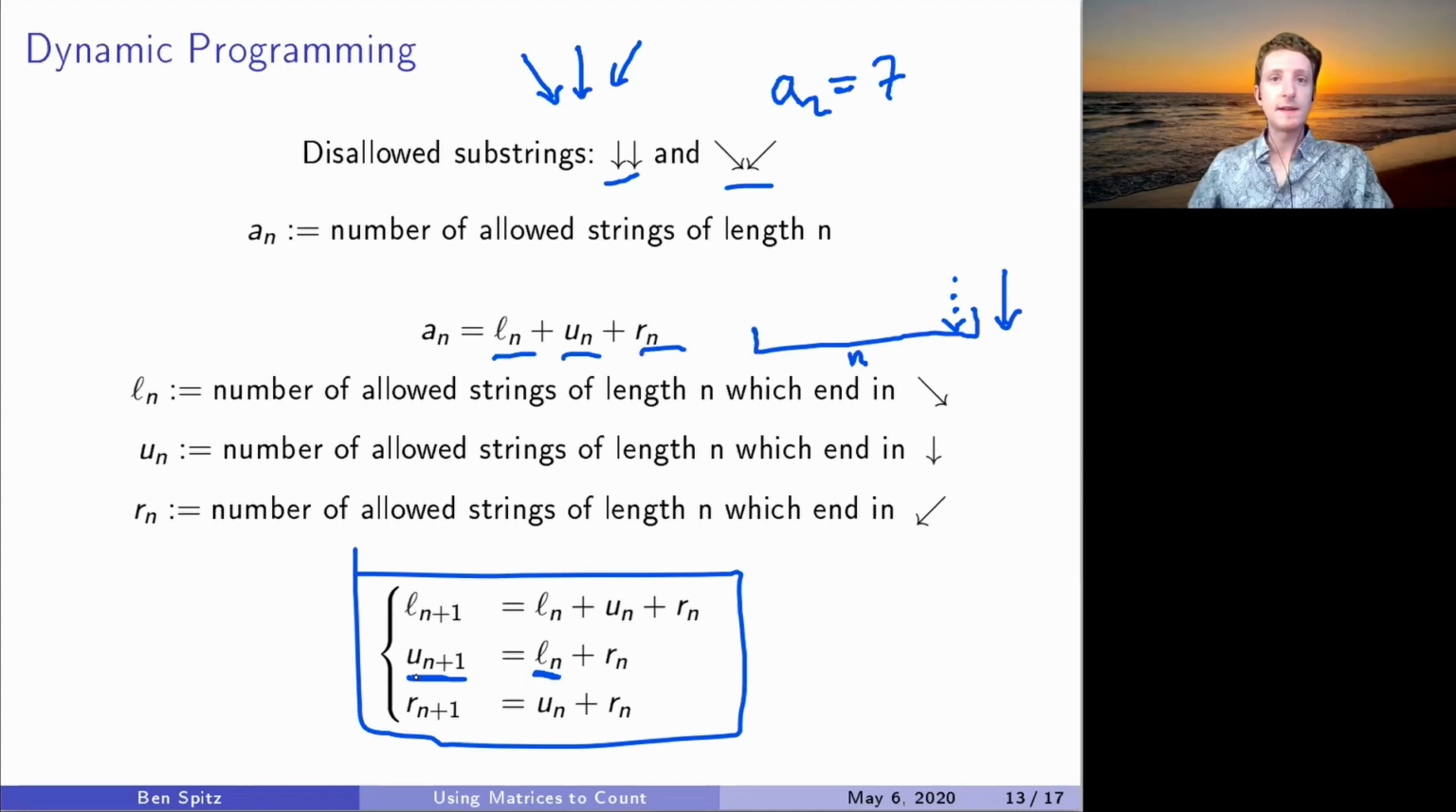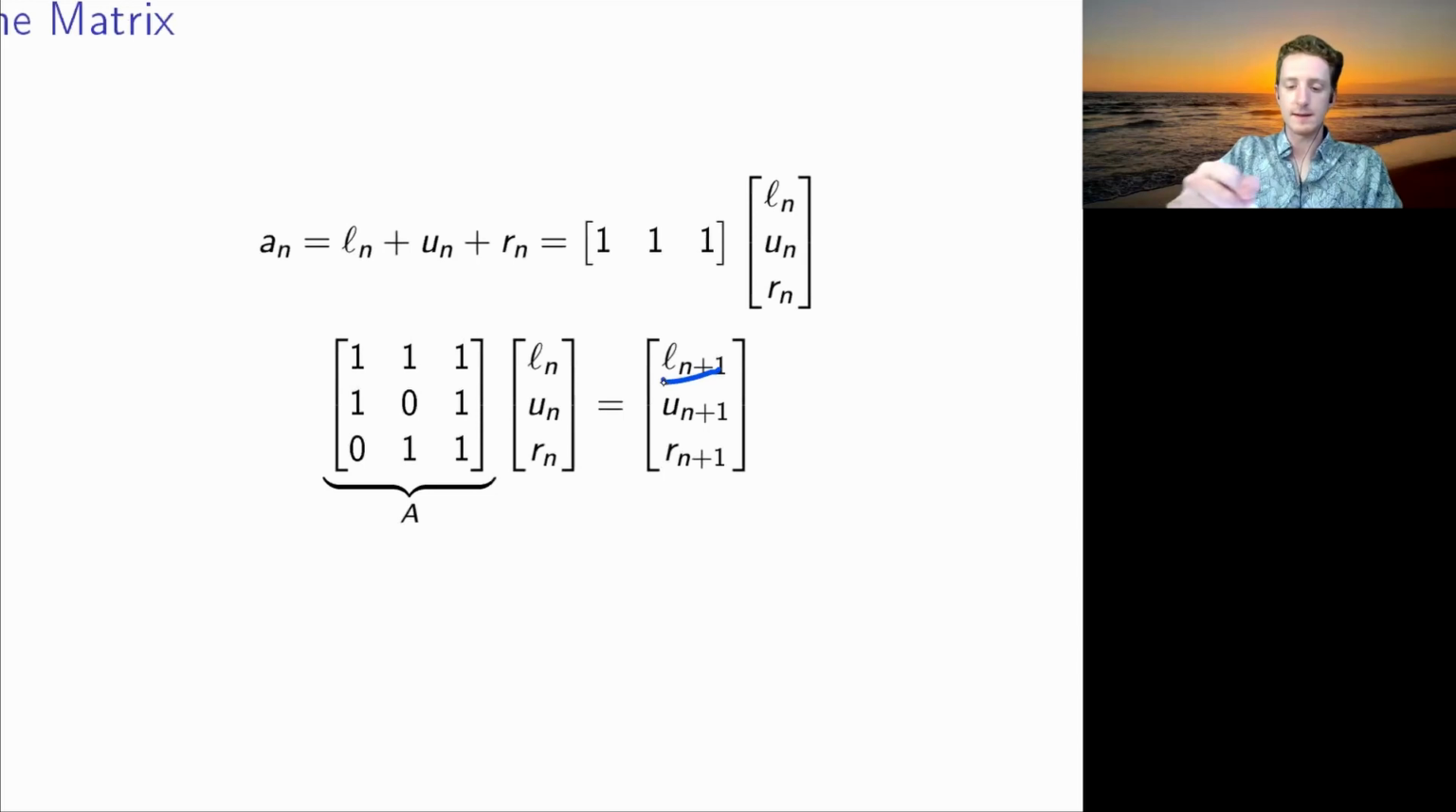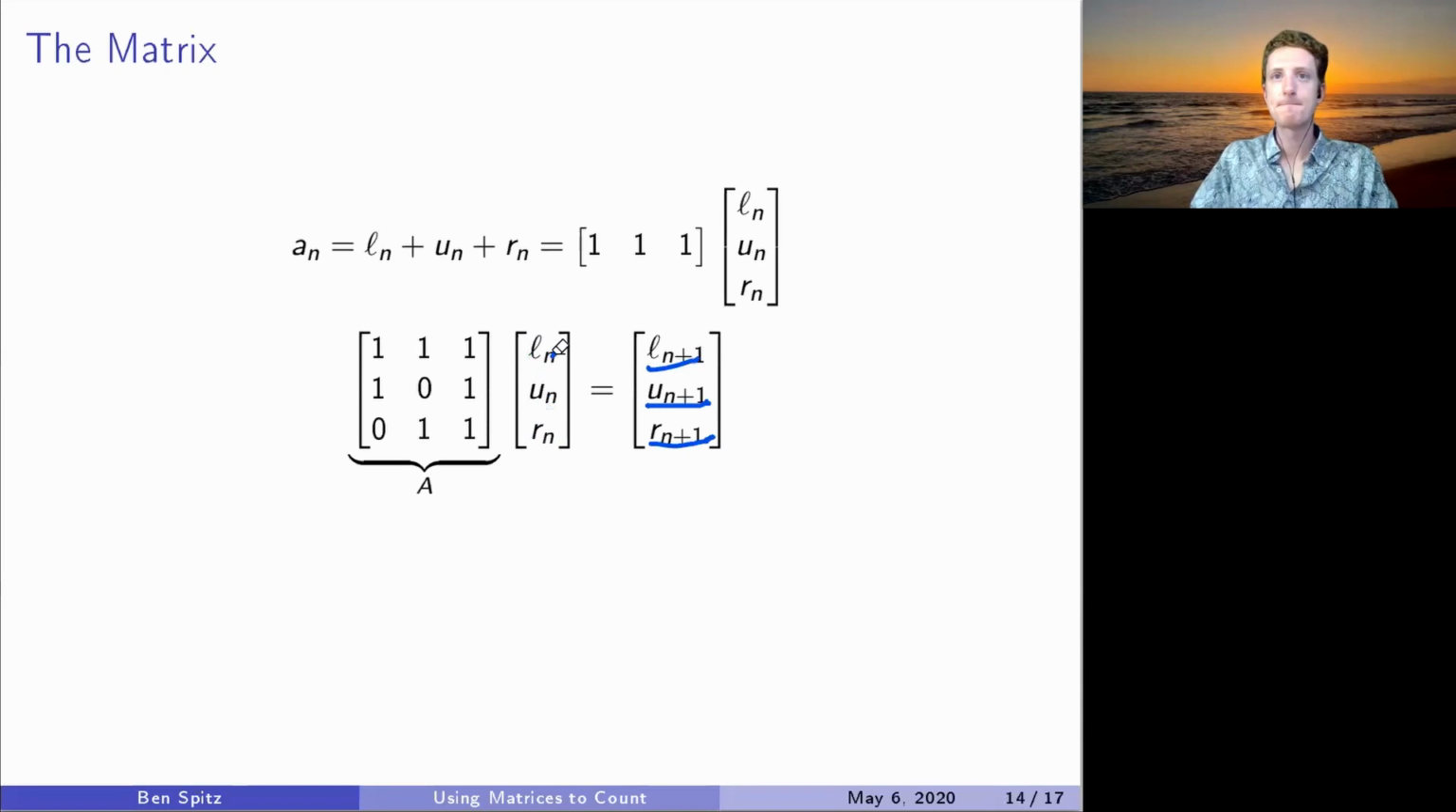So this gives us our recurrence for L, U, and R, which is represented by this matrix A. That's just saying that here Ln plus 1 is the sum of all these three, and Un plus 1 is the sum of these two, and Rn plus 1 is the sum of these two. So nothing too crazy. And the other thing I want to say is that I can even represent a_n as a matrix multiplication of this row vector by this column vector, which is just to say I'm adding up Ln, Un, and Rn, just rewritten as a matrix equation.